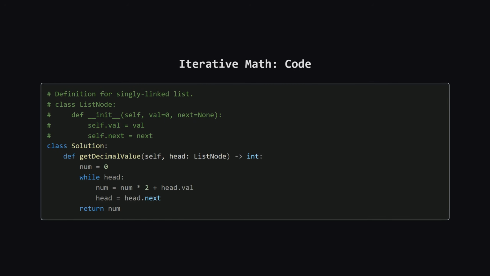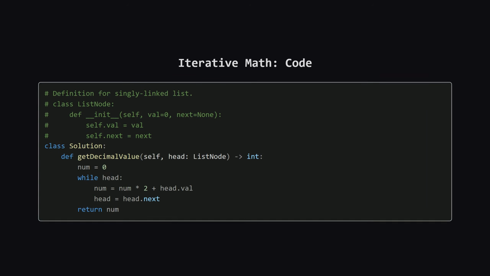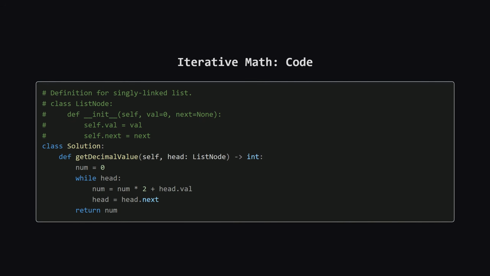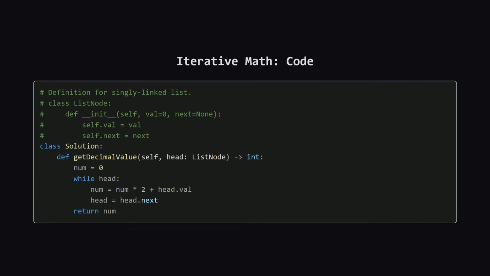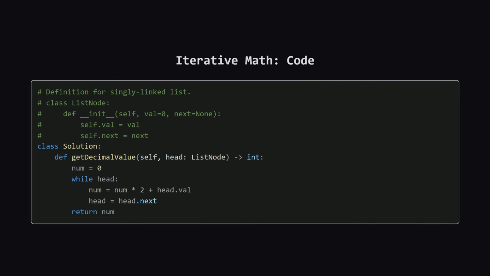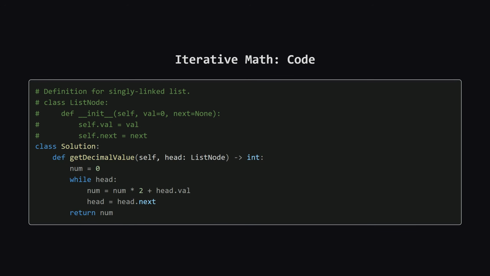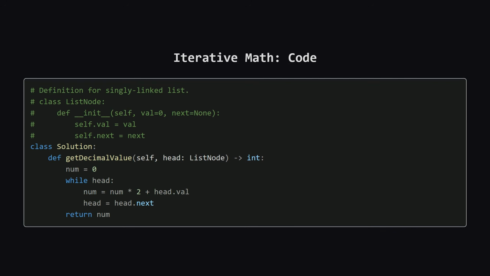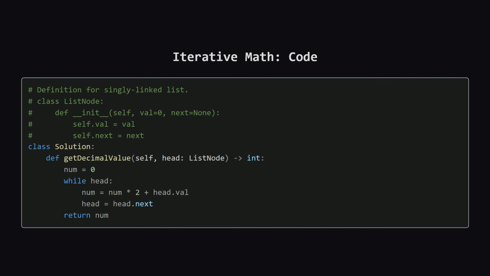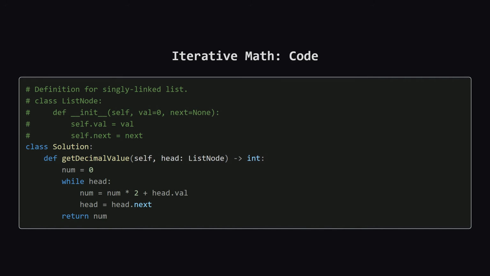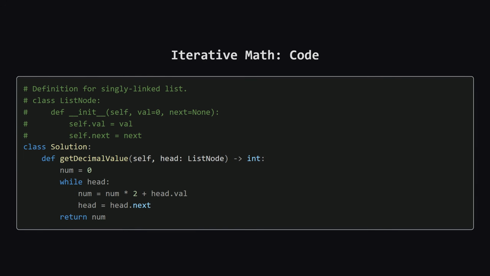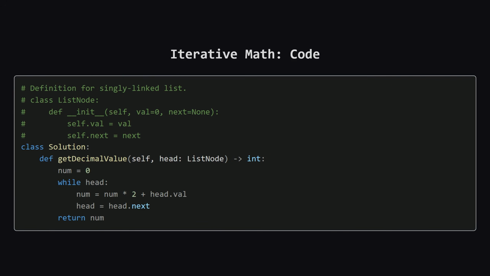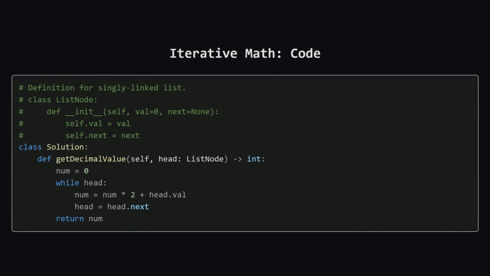Alright, here's the Python code for that idea. It's super clean. We declare a variable, which we call num, and set it to 0. Then, we start a while loop that continues as long as the head node is not null. Inside the loop is our key line. The variable num gets updated to be num times 2, plus the value of the current head node. Then, we move to the next node in the list. Once the loop is done, we just return the final num.